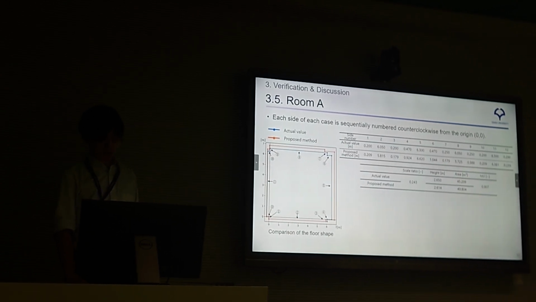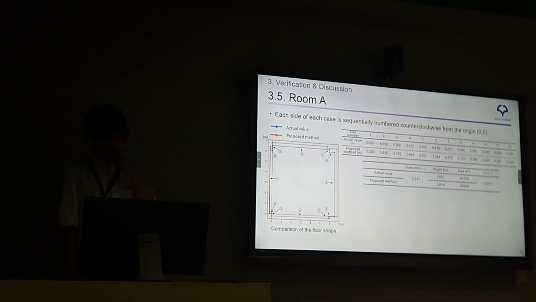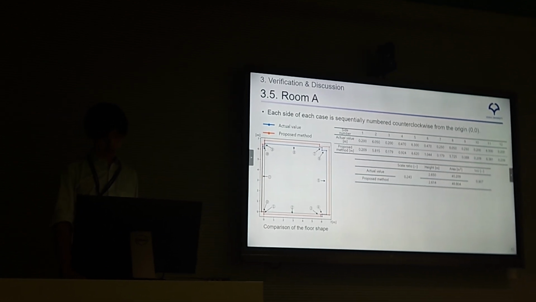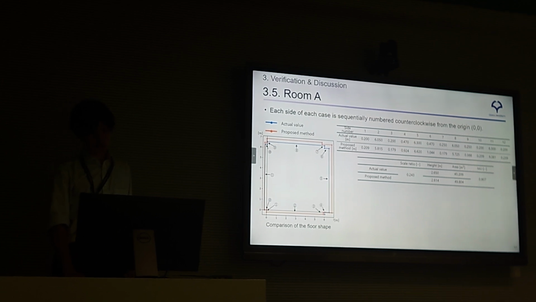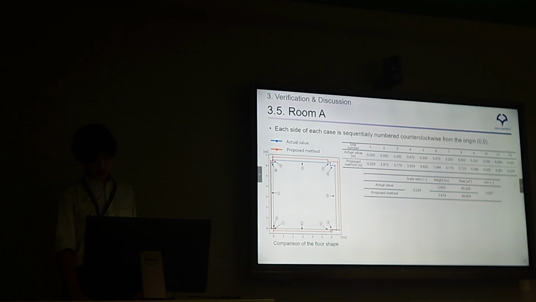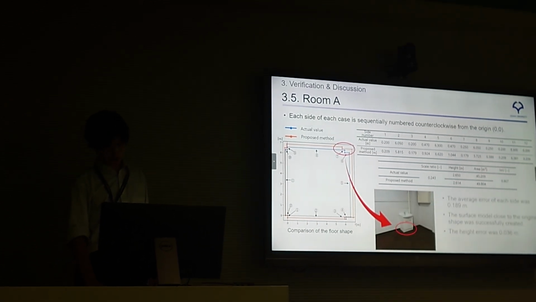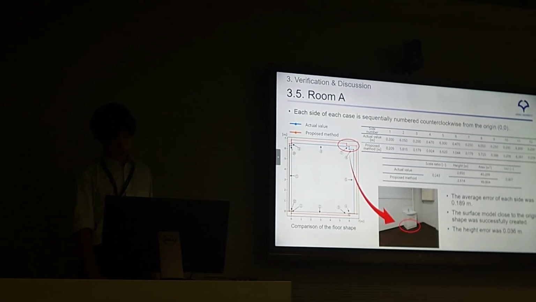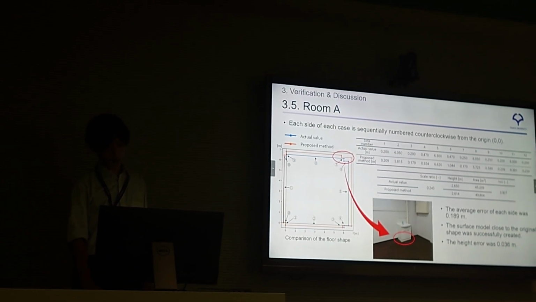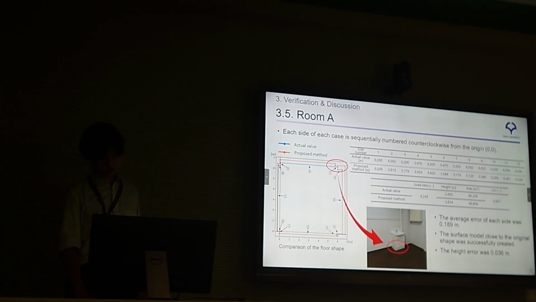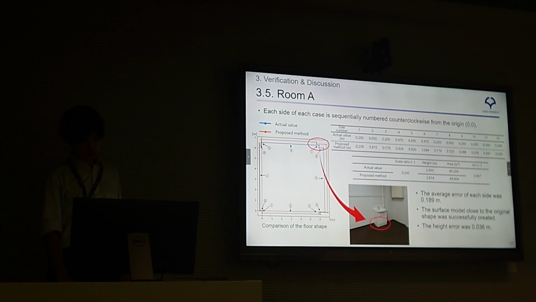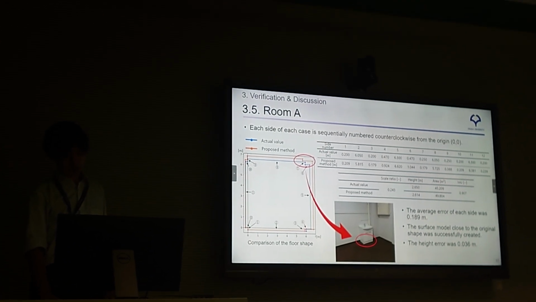The results are as follows. As shown in the image on the left, the floor area of the created surface model was rescaled and overlaid with the floor area based on actual measurements. In this case, we were able to create a surface model that is relatively close to the original shape, but the maximum error for each side of the floor was 0.574 meters. It is considered that the sink, which appears as an obstacle in the input images, prevented accurate acquisition of the point cloud.